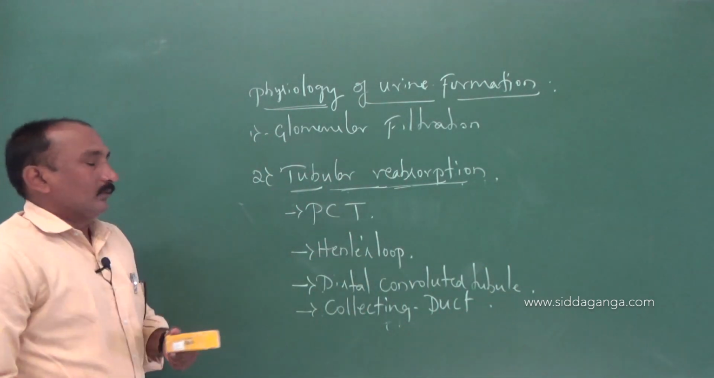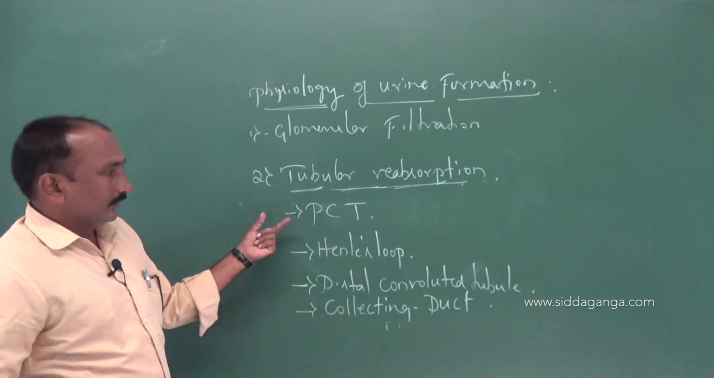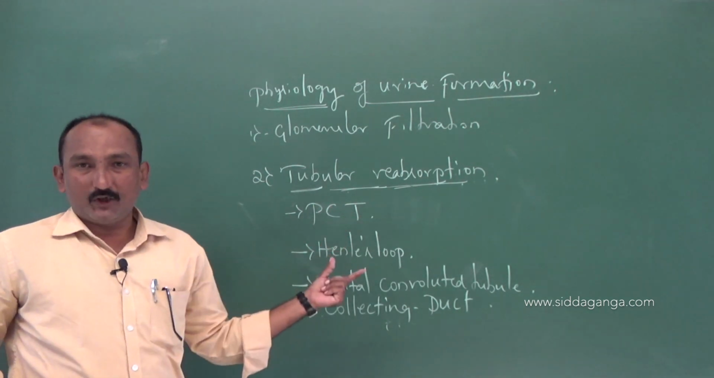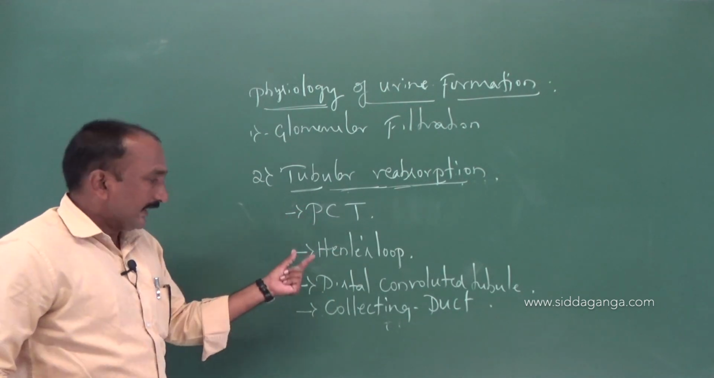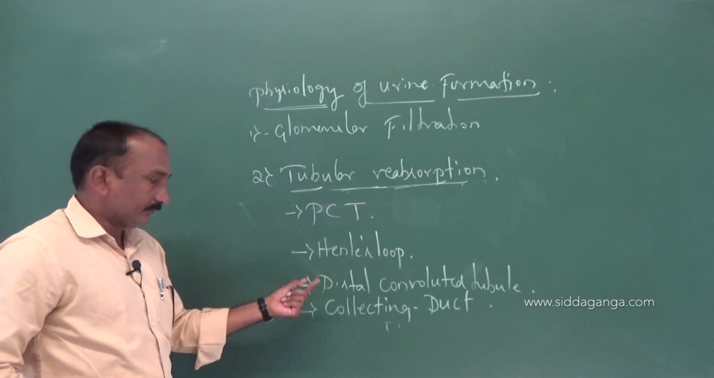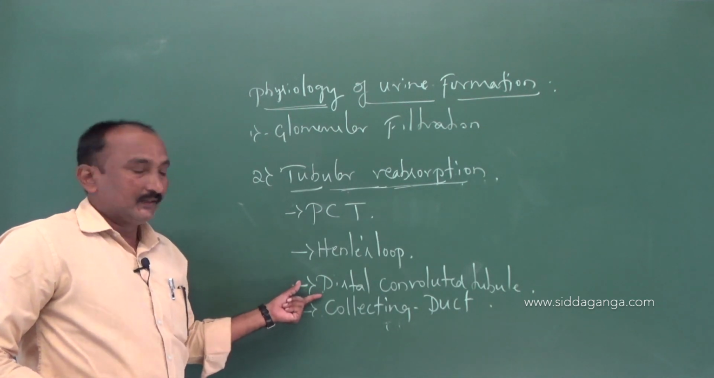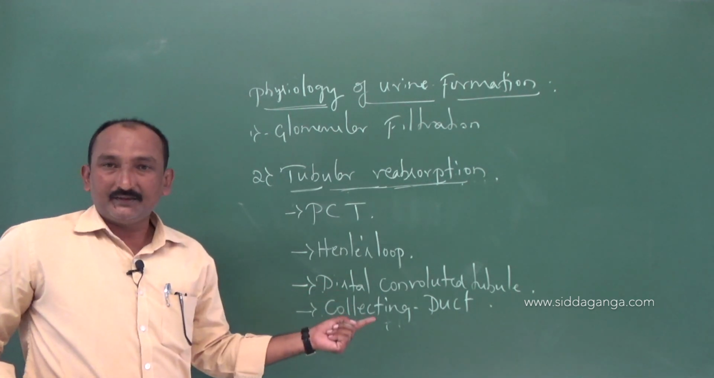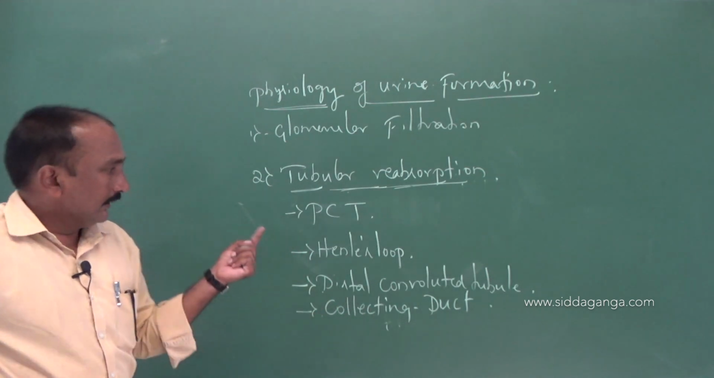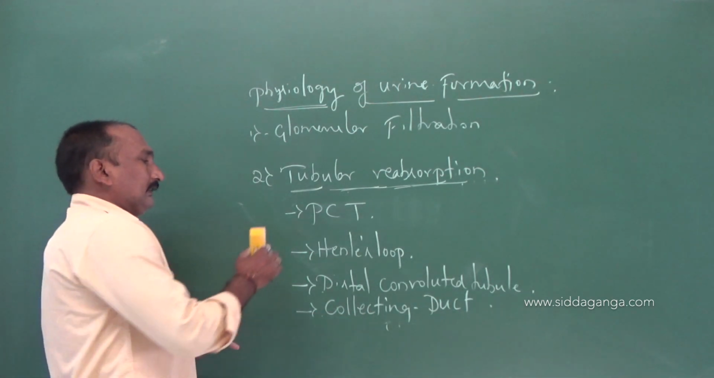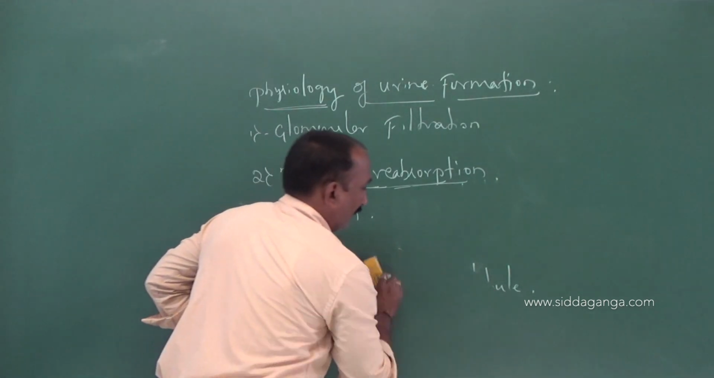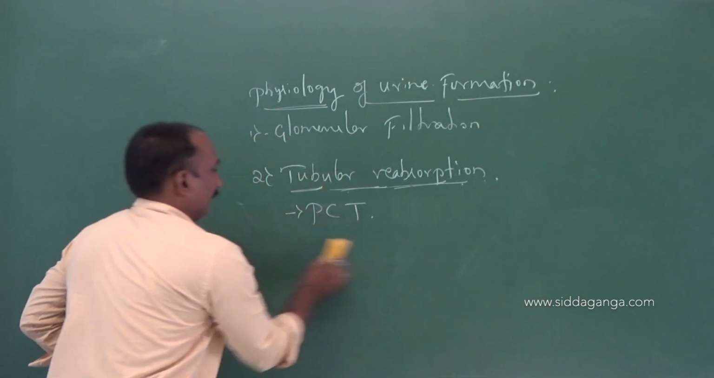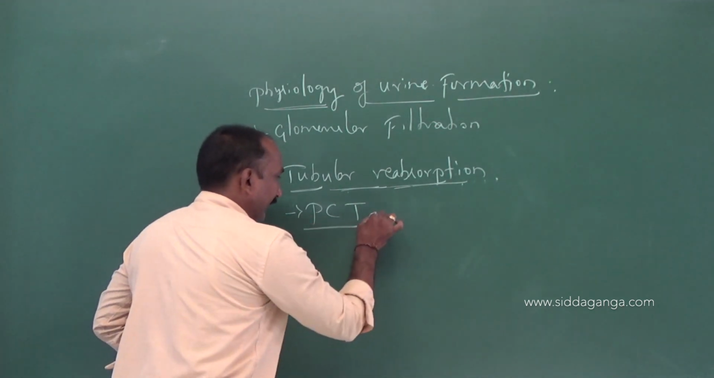Okay. What are the parts of the nephron that are involved in tubular reabsorption? That is the proximal convoluted tubule, as well as the loop of Henle, as well as the distal convoluted tubule, and also the collecting duct. So each part involved in tubular reabsorption, let us go through in detail.